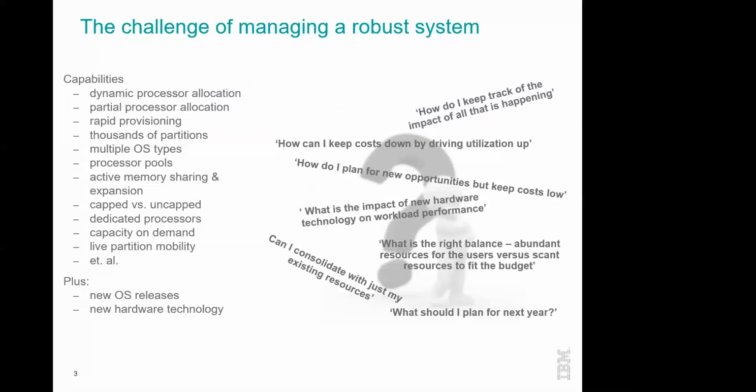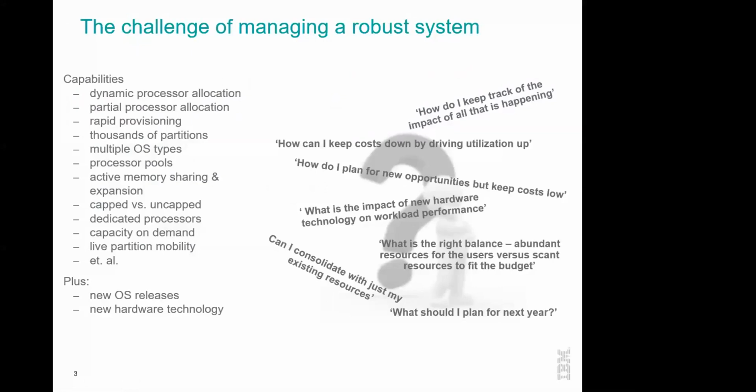Then how can I keep costs down by driving utilization up? How do I plan for new opportunities but keep costs low? What is the impact of the new hardware technology on workload performance? What is the right balance among resources for the users versus scant resources to fit the budget? Can I consolidate with just my existing resources? What should I plan for the next year?